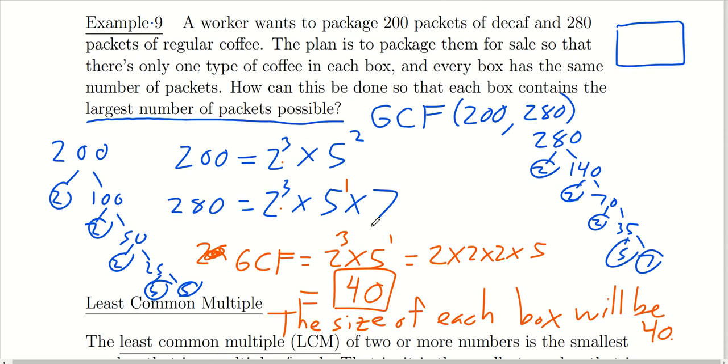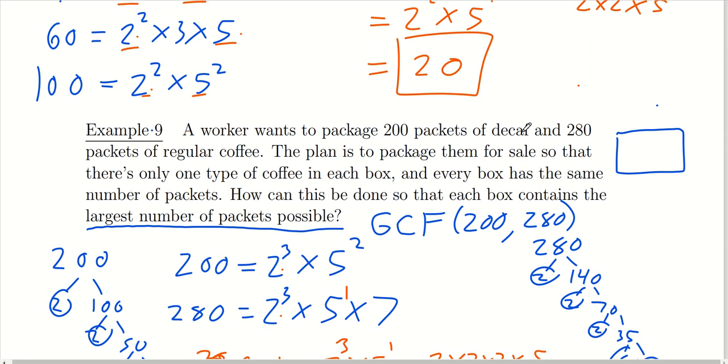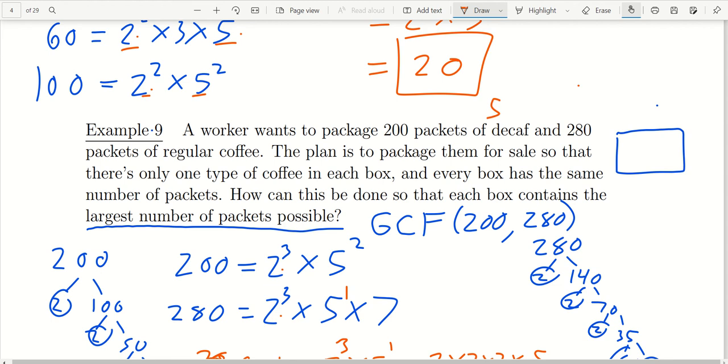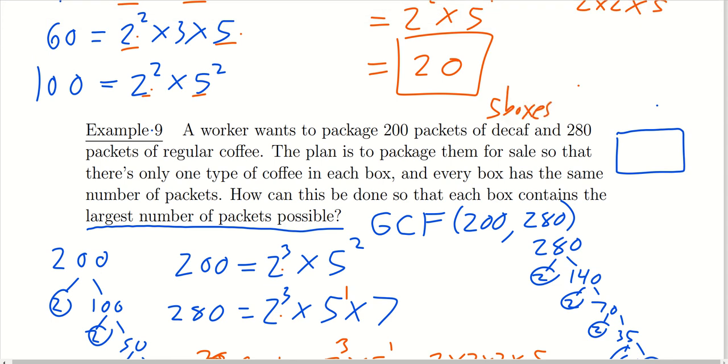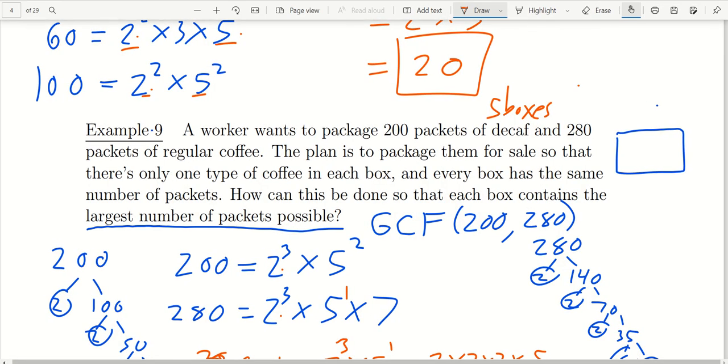Notice that if we do that, if we have 200 packets of decaf and we're breaking it apart into boxes of size 40, we will actually end up getting 5 boxes of decaf altogether. And if we take 40 into 280, that's going to go in 7 times, and we will have 7 boxes of regular. So by finding that GCF of 40, we're able to divide all of our coffee up into equal sized boxes. Each box is going to have 40, and it's the largest possible amount we can fit into each box by doing so.